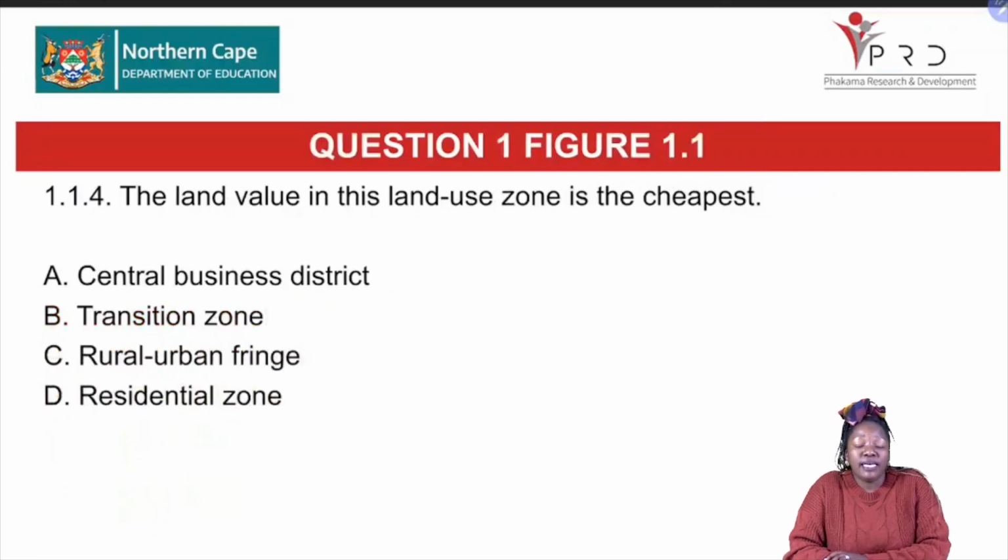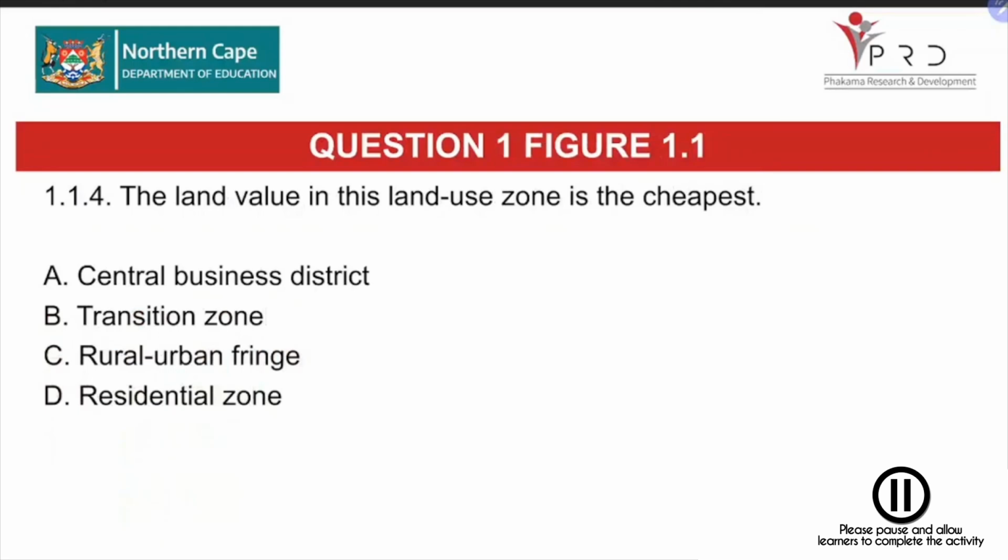Then we're looking at your question 1.1.4. The land value in this land use zone is the cheapest. So amongst the 4 options, which one is the cheapest? Then you're going to have that 1 minute so that you can be able to choose. And then after 1 minute, we do the correction.